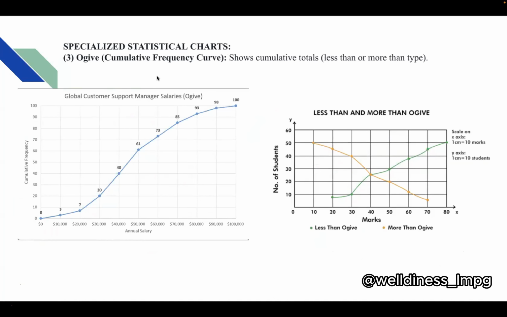So now, ogive is what? Also known as the cumulative frequency curve, and it shows cumulative totals, which can be less than or more than, depending on what type you are looking at. So this is an example of a cumulative frequency curve.